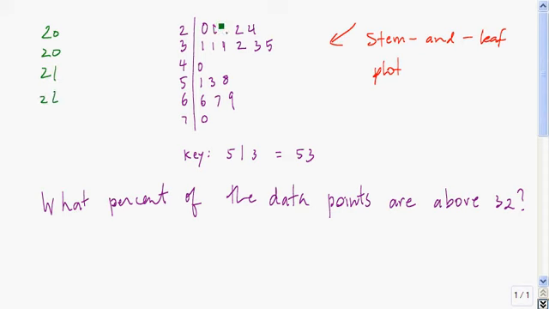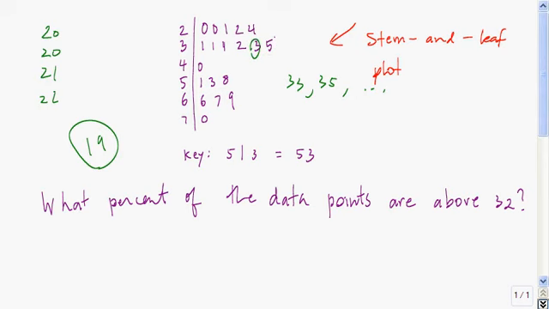22, and so on. Okay, so here I have 1, 2, 3, 4, 5, 6, 7, 8, 9, 10, 11, 12, 13, 14, 15, 16, 17, 18, 19 data points in total. Okay, I want to find out what percent of those 19 data points are above 32. So if I look at this line here, I see the 3 followed by the 2, so that's a 32. Then I have a 33, a 35, and so on. Okay, 40, 51, 53, 58. So I have the data points that are above 32.